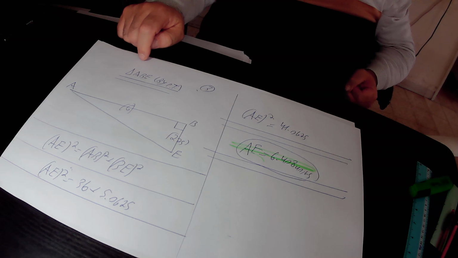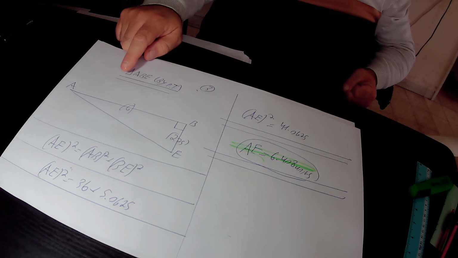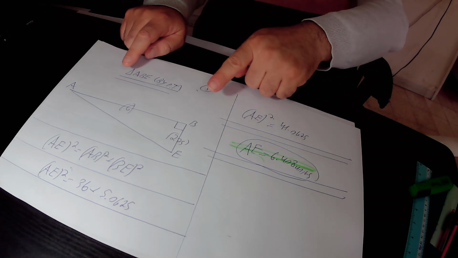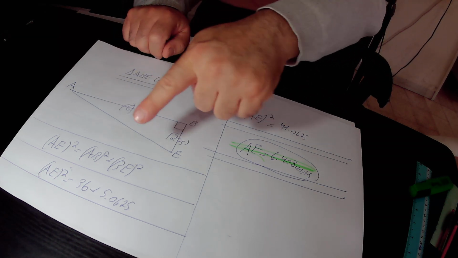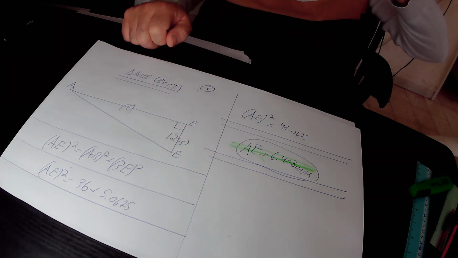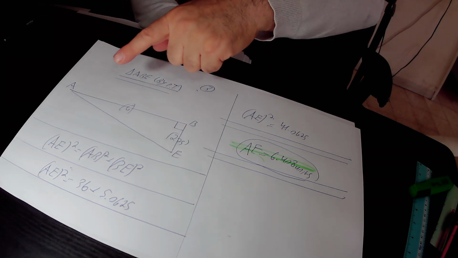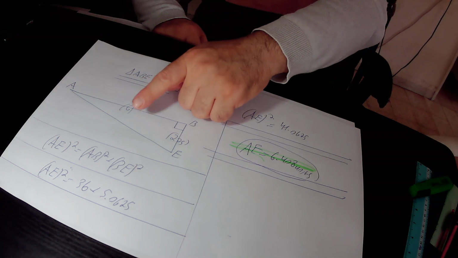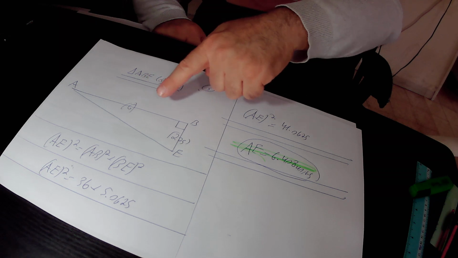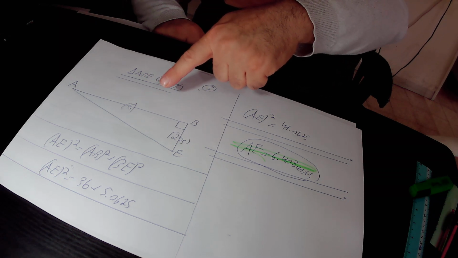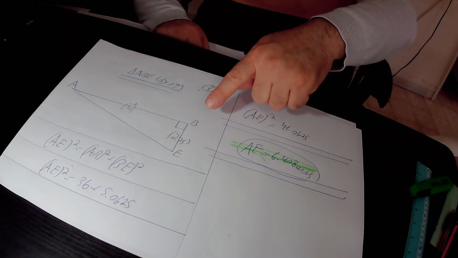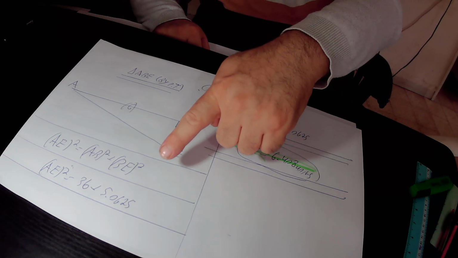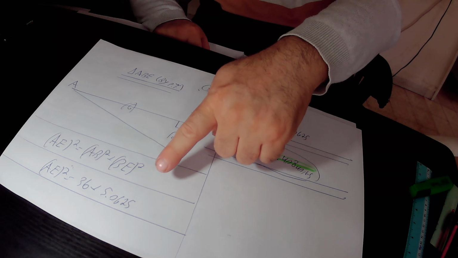Therefore, in this right triangle ABE, we get that AE squared equals AB squared plus BE squared. Again, AE squared equals AB squared plus BE squared according to the Pythagoras theorem. AE is the missing side, so we leave it as it is. So AE squared equals AB squared. AB is 6, therefore AB squared is 6 squared, that is 36, plus BE squared. BE is 2.25, therefore BE squared is 2.25 squared, that is 5.0625.